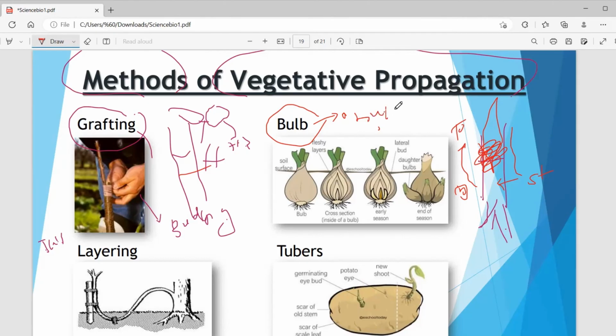Natural vegetative propagation. You can see bulbs, suckers, runners. You can write suckers. Banana plants have suckers and runners. Centella, Gotukola, we say in Sinhala, has runners.